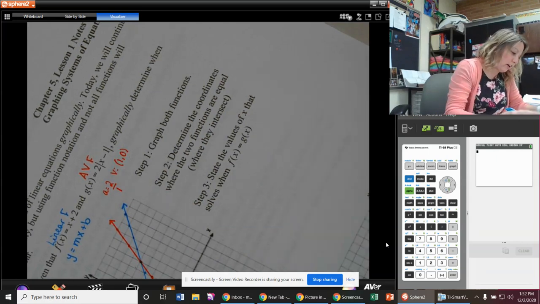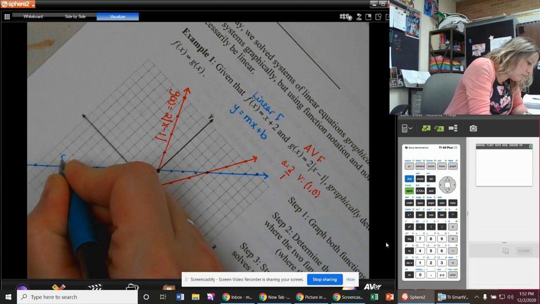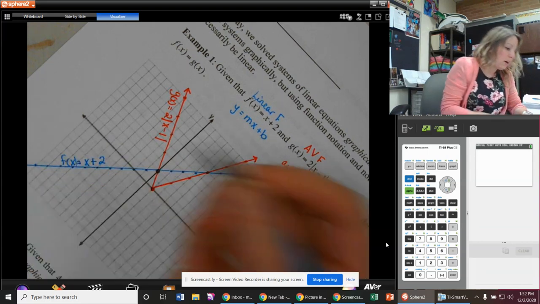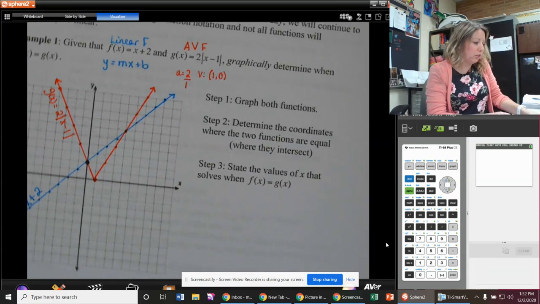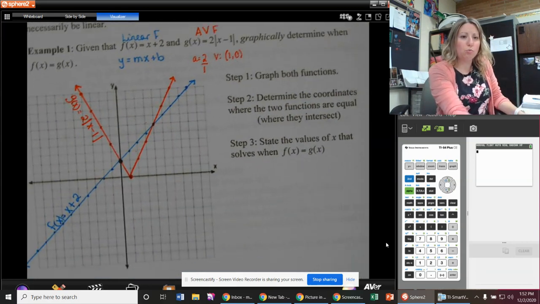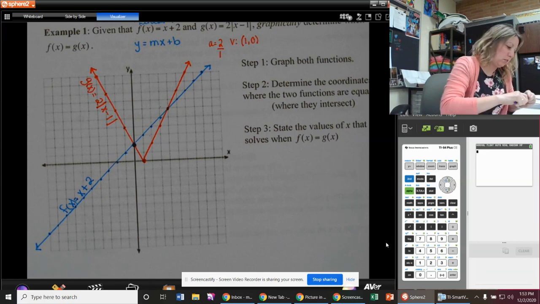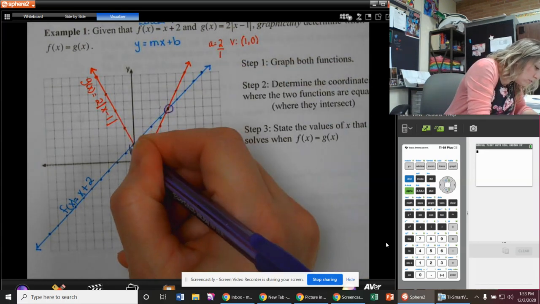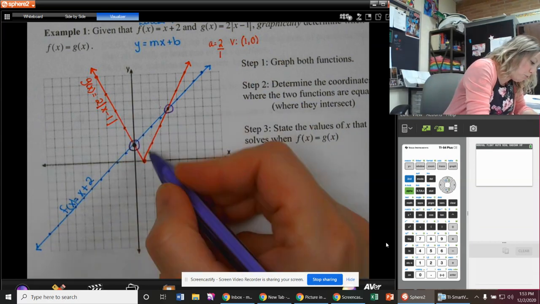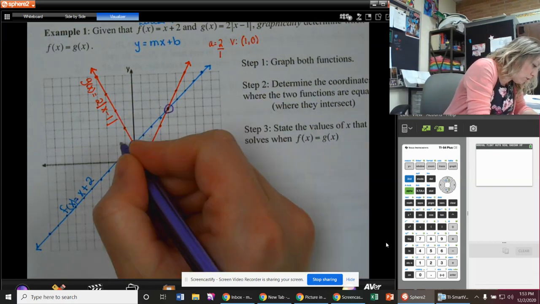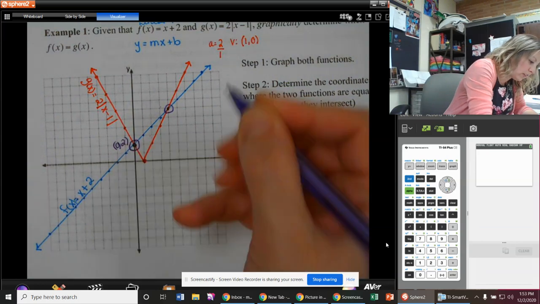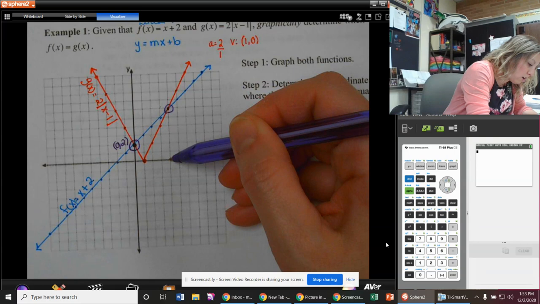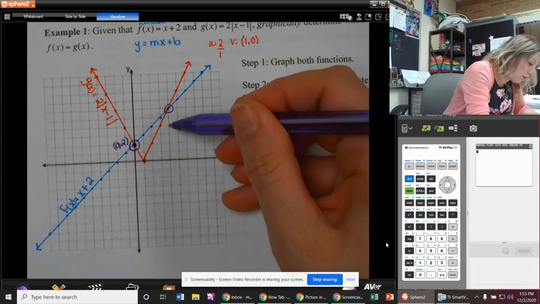And f of x equals x plus 2. And now, notice I've got two intersection points. So red and blue makes purple. Circle and label. This point is 0, 1, 2. So 0, 2. This point is 1, 2, 3, 4, up 1, 2, 3, 4, 5, 6.